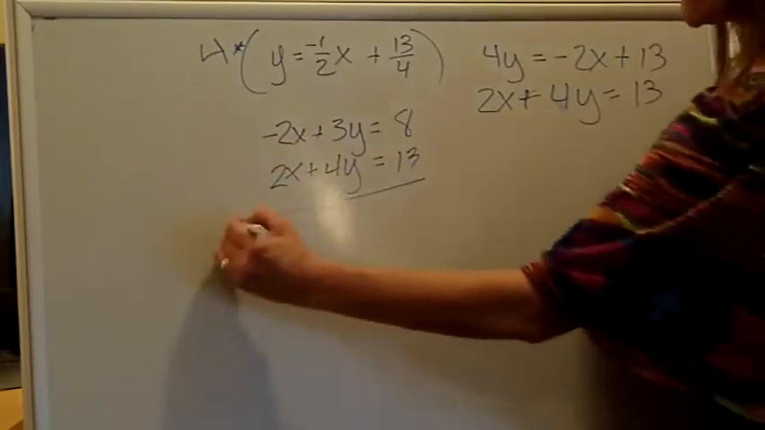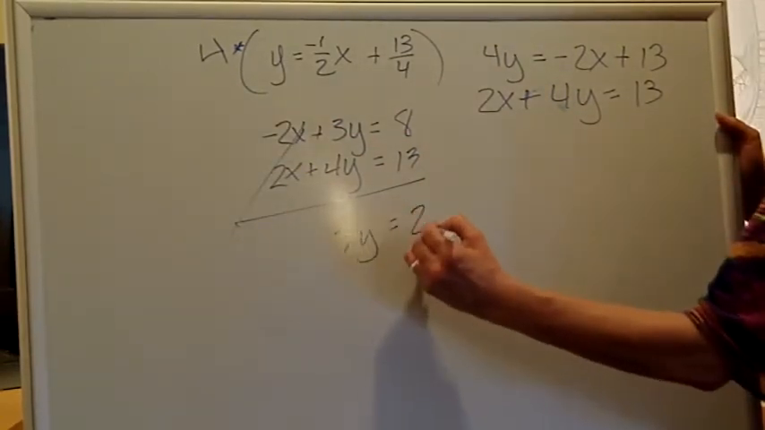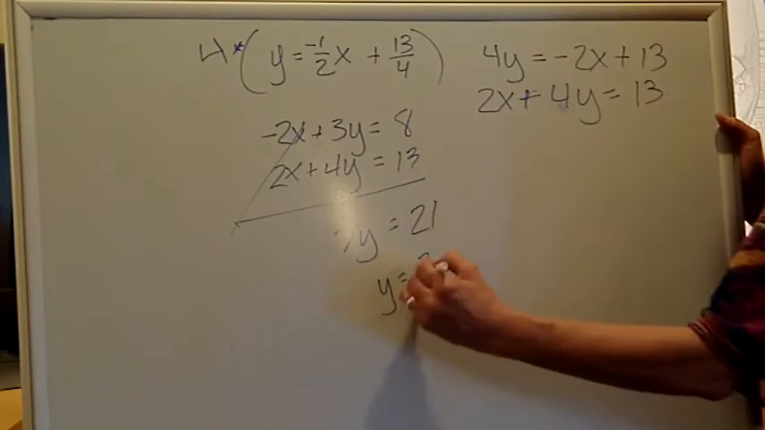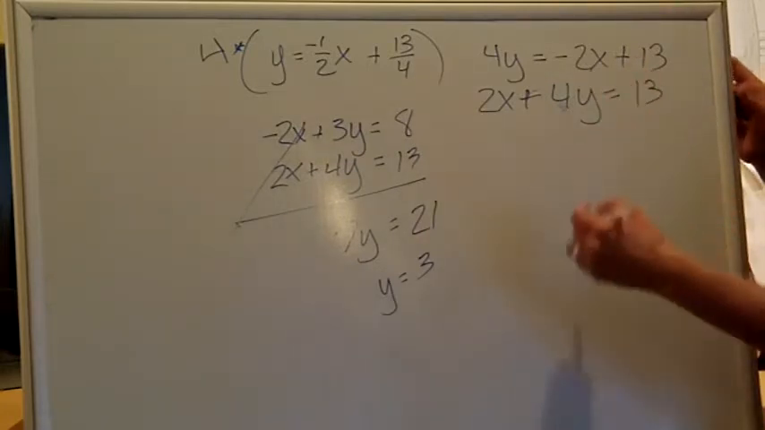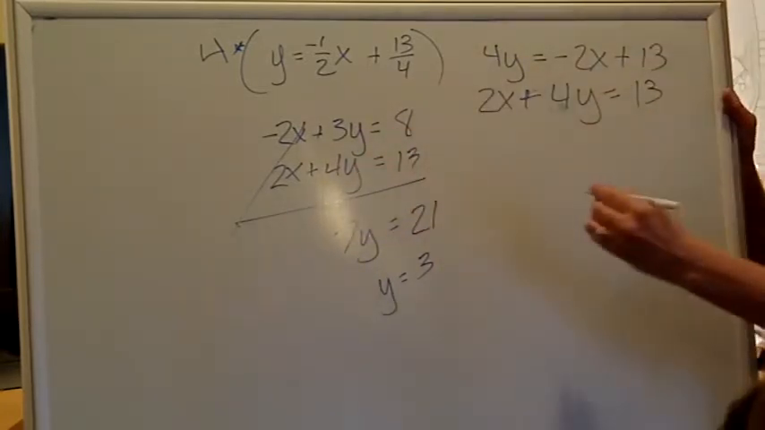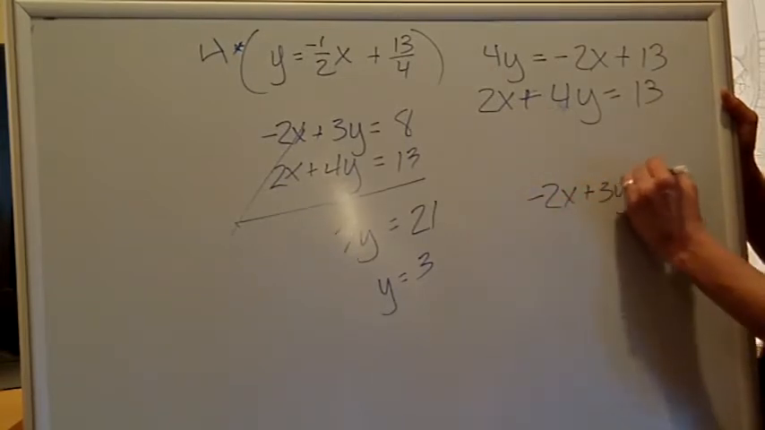I'm going to solve by elimination. The x's cancel. You get 7y equals 21. Y equals 3. But look at your problems and see if you can eliminate any of them. Well, you could, I guess. Yes, you could eliminate those. Well then, I'll just go back to the nice one they gave us: negative 2x plus 3y equals 8. That's just my preference though.